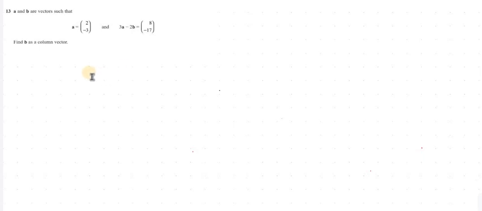Okay, question 13. A and B are vectors such that A is equal to (2, -3), and 3A minus 2B is equal to (8, -17). Find B as a column vector. Column vector just means you write it vertically as opposed to horizontally like a coordinate system.